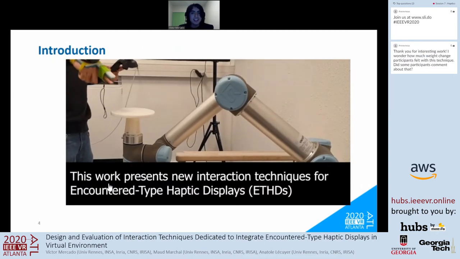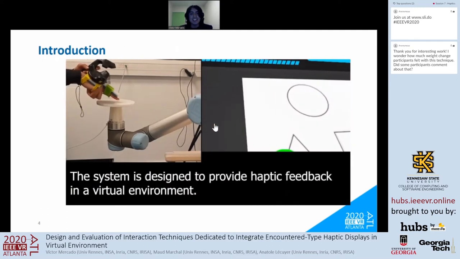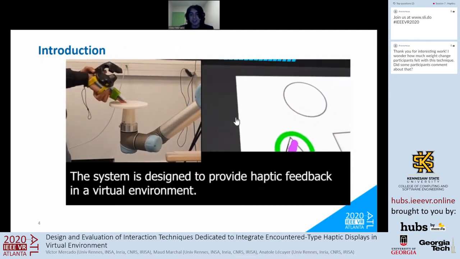The task is pretty interesting, not to say fun, because we have a scenario where the users can paint with their fingers.